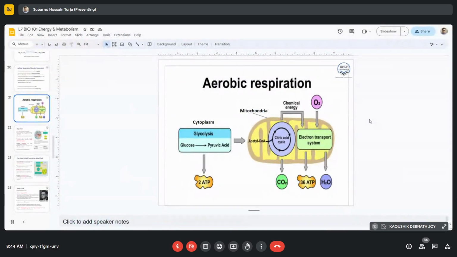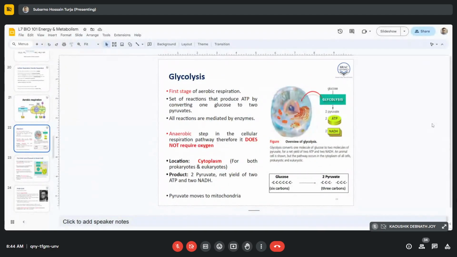This diagram on slide 21 is just an overview of all the different steps that happen. We can come back to this, or you can look at this after you've understood each of the individual steps. So let's go to glycolysis, or the first step, as we talked about.